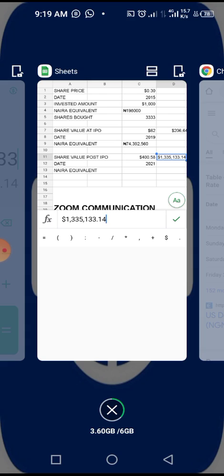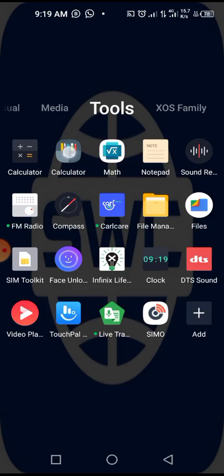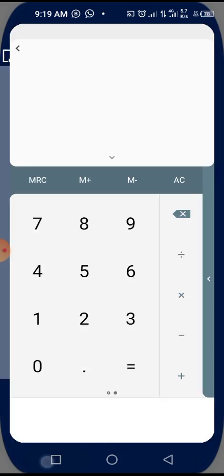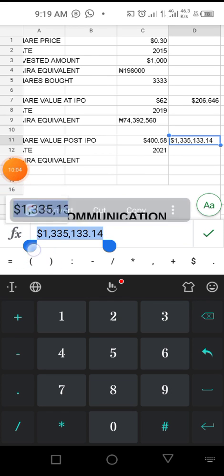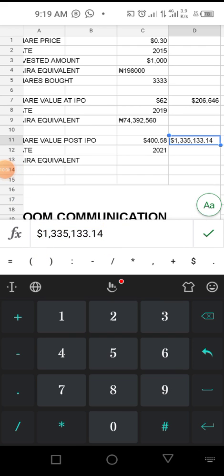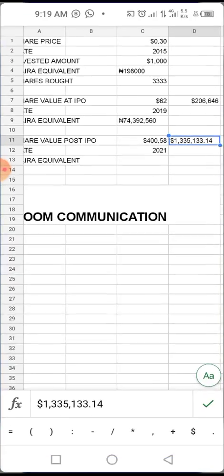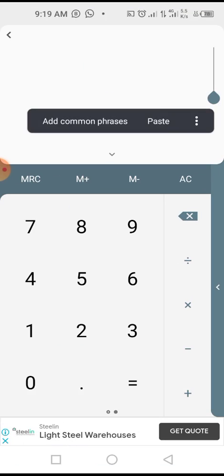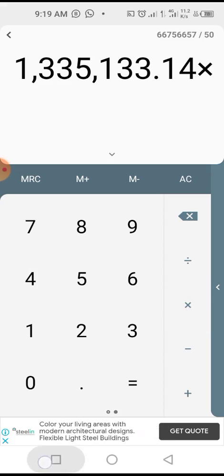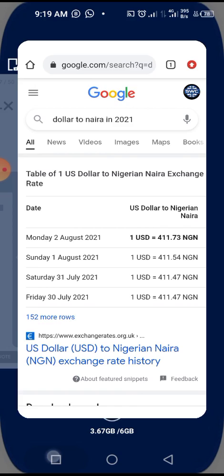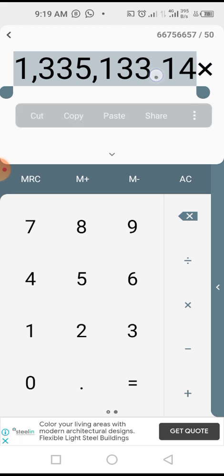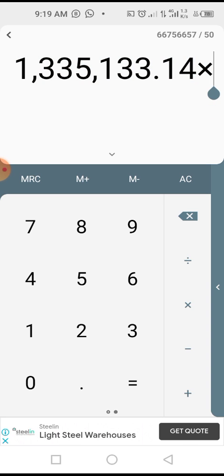to multiply this figure here. So let me go to my calculator so that I just copy and paste figures. Let's say this figure here in dollar, copy, and that's my calculator. Yeah, so I paste that here, multiplied by the price in naira they said, 411.73. Let me copy that and paste in my calculator. Okay, sorry about that. I'm trying to just paste the figure.